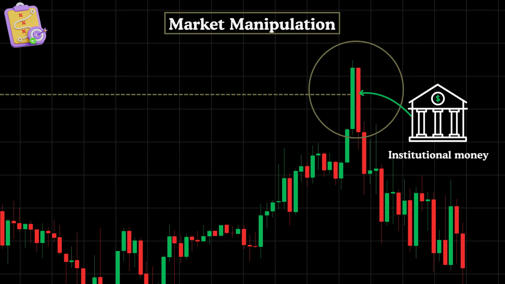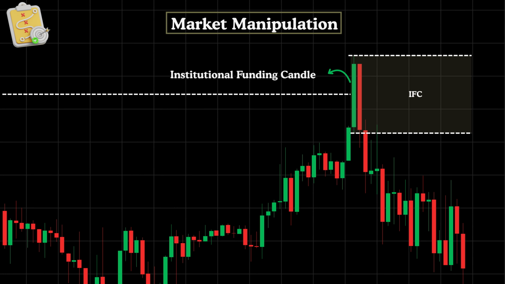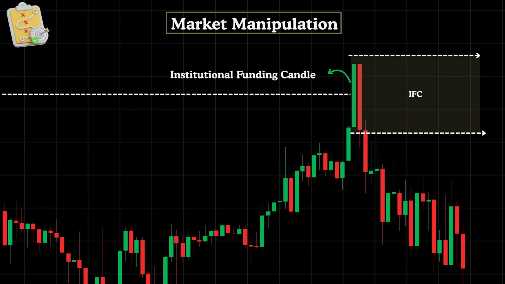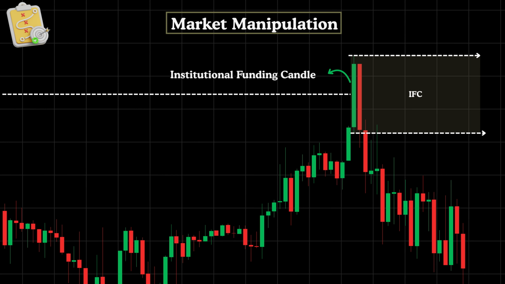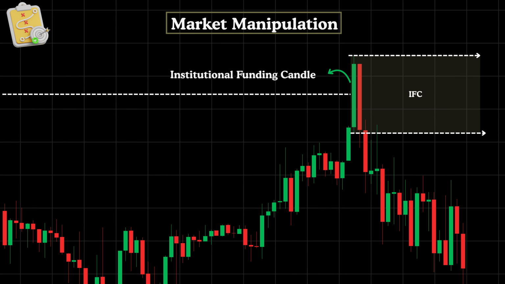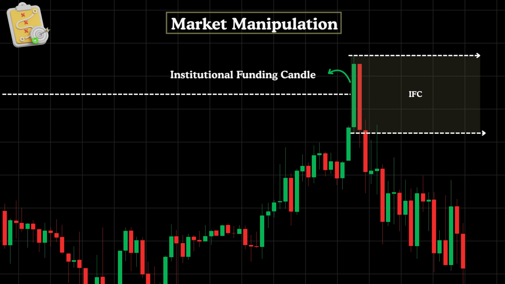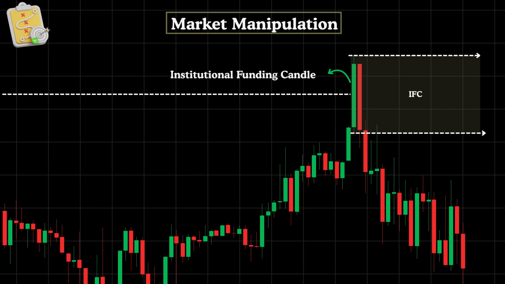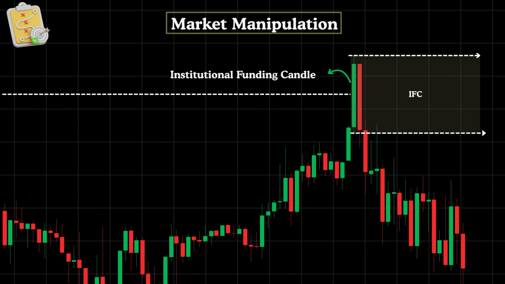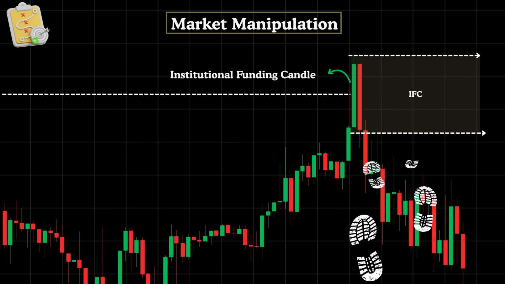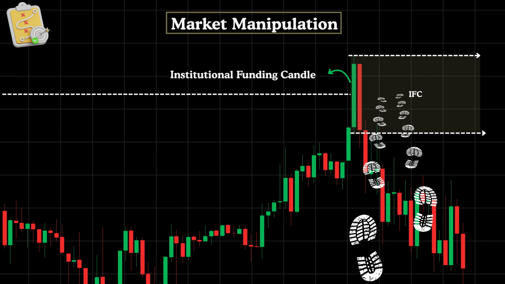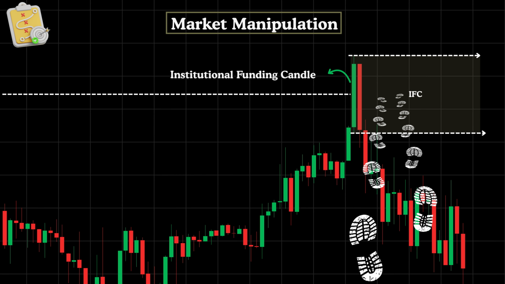The market is fractal, and smart money can never fully conceal its footprints. As a smart money trader, your objective is to detect these footprints so you can align with institutional flows instead of ending up on the wrong side, which typically causes losses. One of the most reliable ways to track these footprints is by accurately identifying institutional funding candles, IFCs.